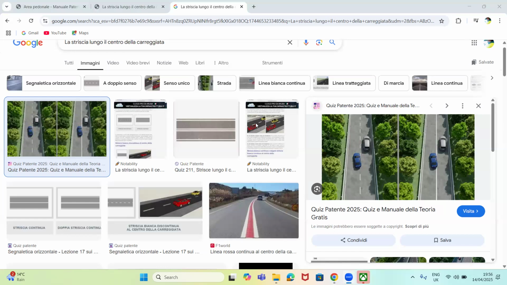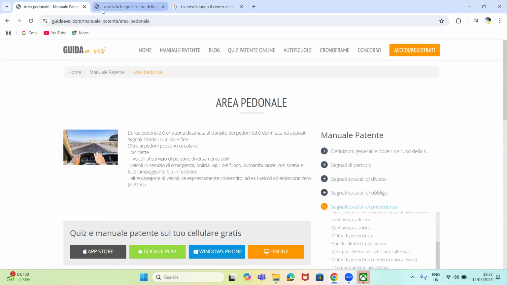All right, Mr. Oppo. Discontinuous line in the center of the carreggiata. What does it mean, sir? It means you are in doppio senso. No. It means you can surpass, then you can make a U-turn. That's what it means. But it doesn't mean doppio senso, sir. It means senso unico. Sorry, it means senso unico. Exactly. It means senso unico. You can surpass, you can make a U-turn, you can do anything. Exactly. Thank you very much, sir. All right, let us continue.